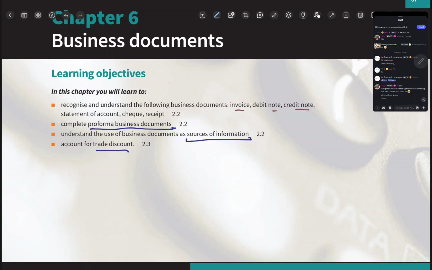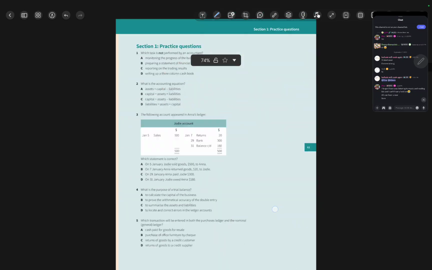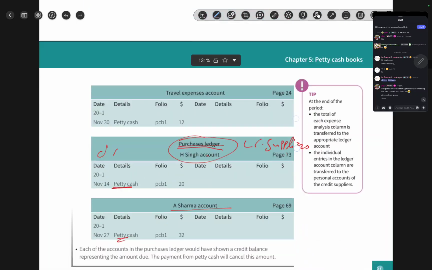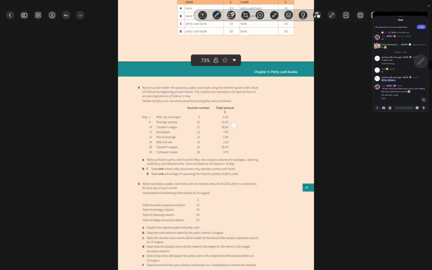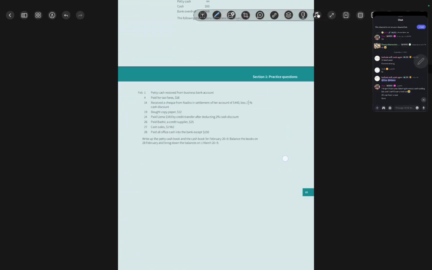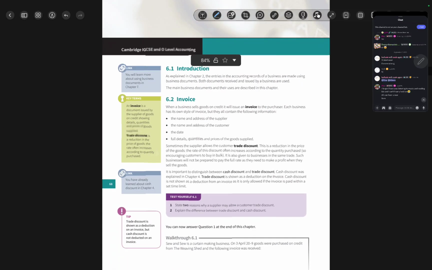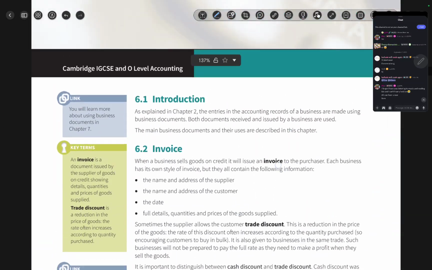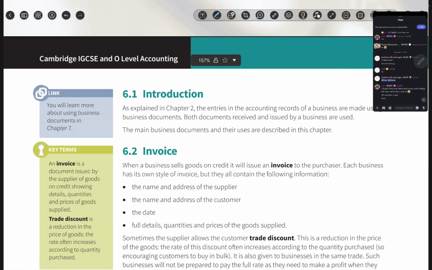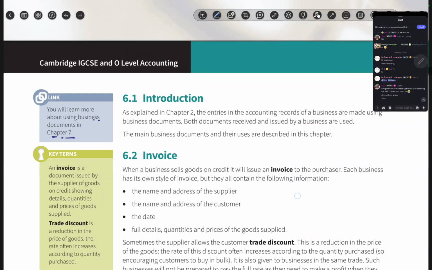Account for trade discount. While discussing cash discount in yesterday's class, I talked about trade discount, but since they didn't start it there, I didn't explain it. Like I just mentioned the word trade discount. Anyways, so this is chapter 6, and they're saying we learn more about business documents in chapter 7. We're going to be covering both of them today.